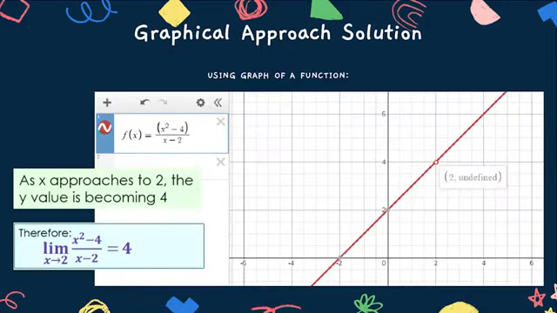Now let's try the graphical approach. For the graphical approach, you're going to use the graph of a function, and you can draw it by hand, or you can try different types of technology or apps. You can try Desmos or GeoGebra.